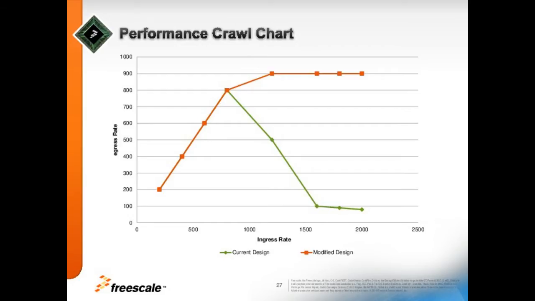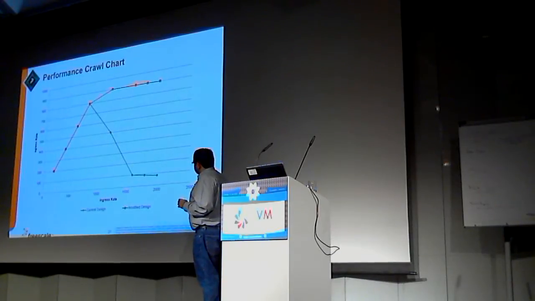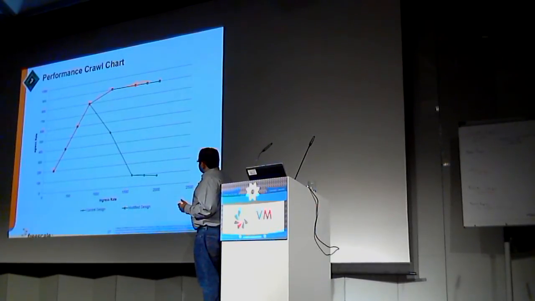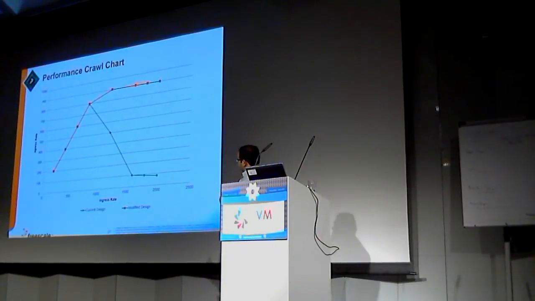Okay, so in this case, as we can see, in the unmodified case or existing design, at a particular ingress rate, the egress rate would subsequently decline, right? It would decline when the ingress rate was very high. So initially the egress was there, but then subsequently the egress rate started declining.